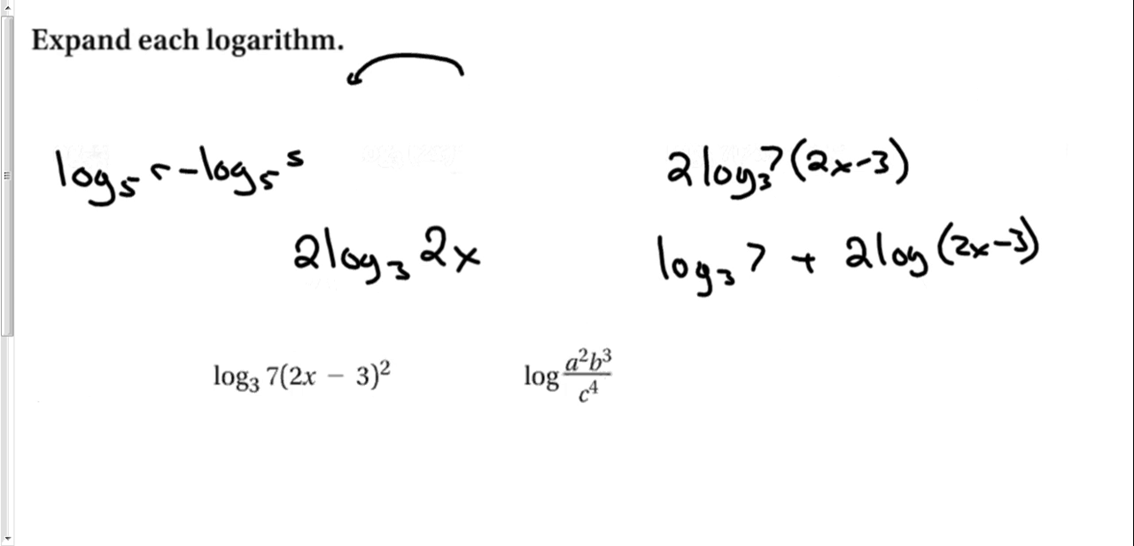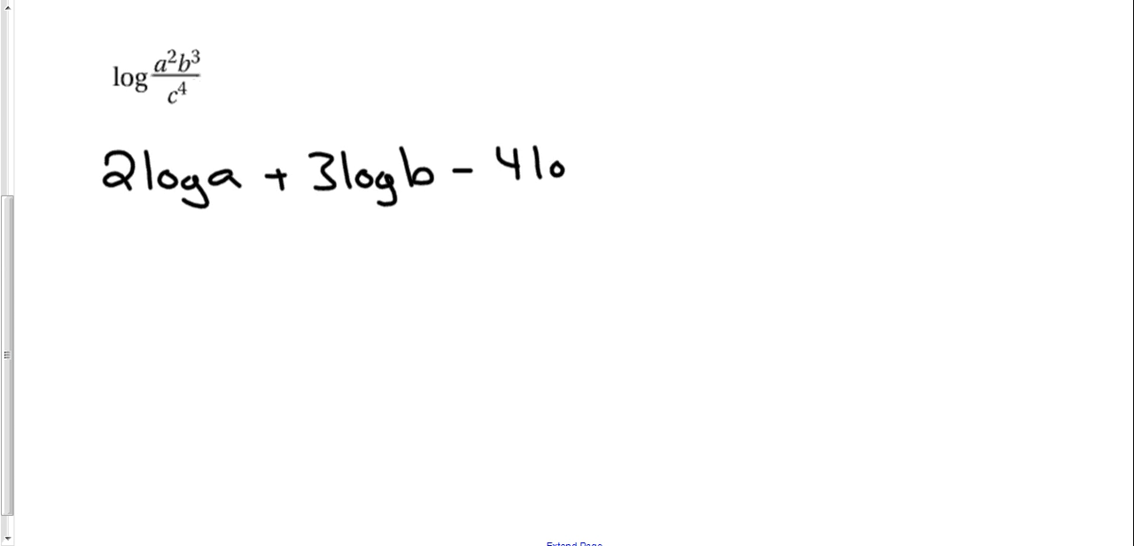All right, and then for this one, I'm just going to bring this down over here. We're going to do this one, takes up the most room. So let's split this up. Okay, 2 on the top, 1 on the bottom. So it turns into 2 log A plus 3 log B minus 4 log C. And that's how we split that one up.